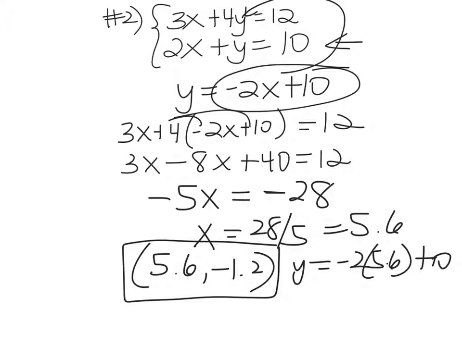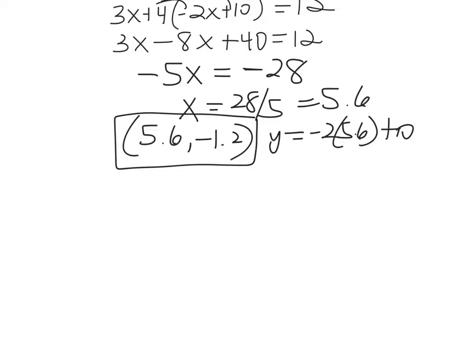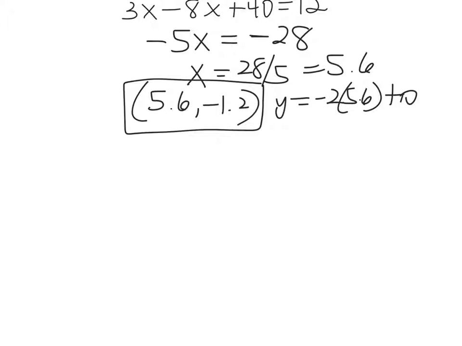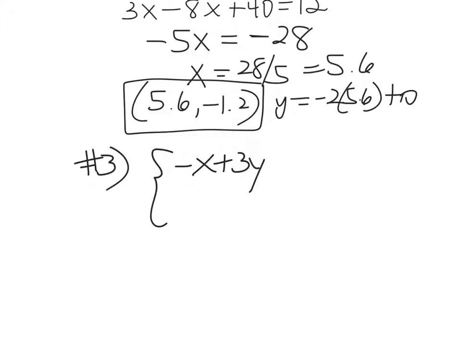Now, usually I try and stick to nicer numbers like integers, you know, some decimals. That wasn't that bad. All right, let's try one more of these. And then we have a word problem to try. All right, number 3. We're going to practice a little bit of word problems here, too. Negative x plus 3y equals 0. And 3x plus 4y is 26.